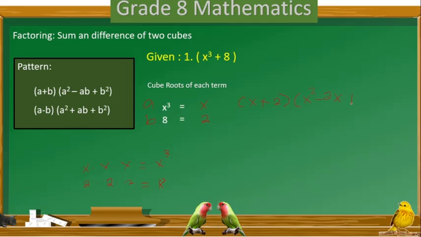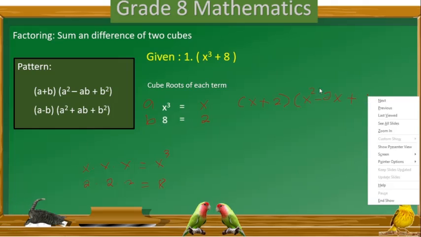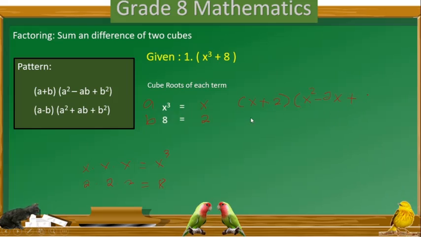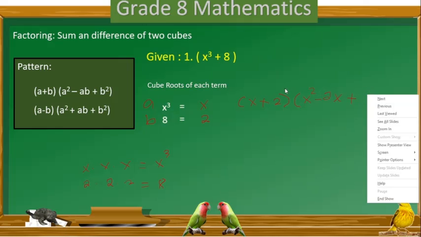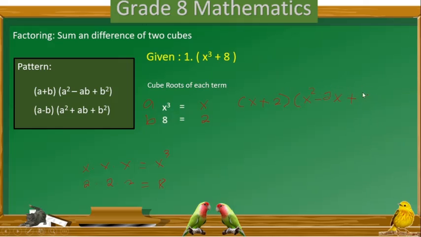Then plus the square of b. The square of b, which is 2. 2 times 2 is 4. So 4.